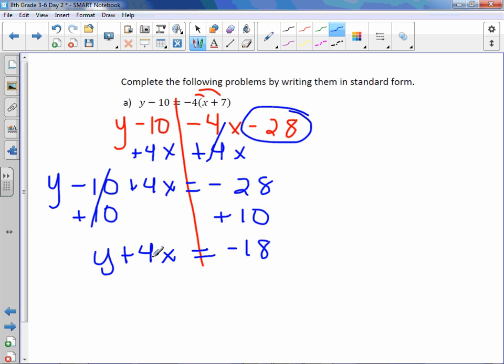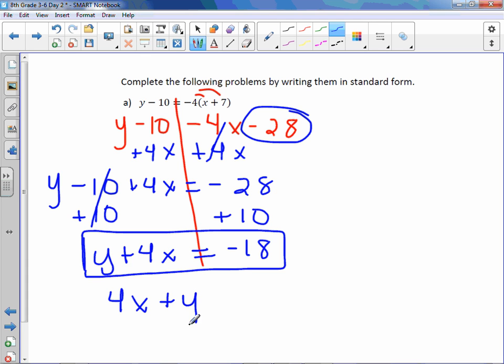So the x is positive, because it's positive 4. The number is by itself on the other side of the equation, and there are no fractions. This is your standard form. Now, really, your x term should go first, so I'm just going to rearrange those two. So really, this one right here is your standard form.